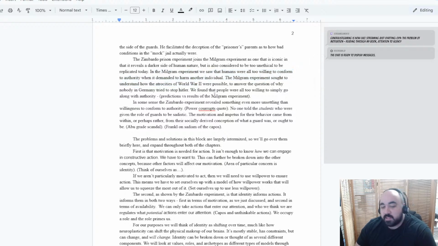Man, I wonder if this not capitalizing Hitler was intentional. It might have been. We found that people were all too willing to simply go along with authority. And then we talk about the predictions versus the results of the Milgram experiment, where they only predicted something like 7% would go all the way to the lethal level of shock, and it ended up being like 90% or just some very large figure. I can't remember the number. Maybe it was 70. But it was much larger than the predicted amount. Maybe the predicted amount was 3%.